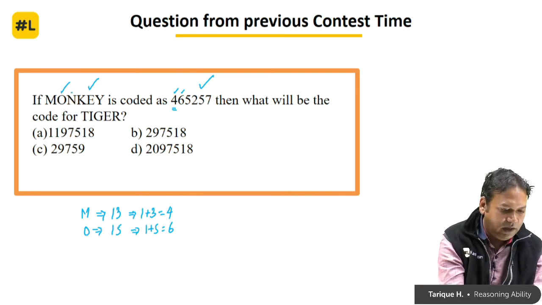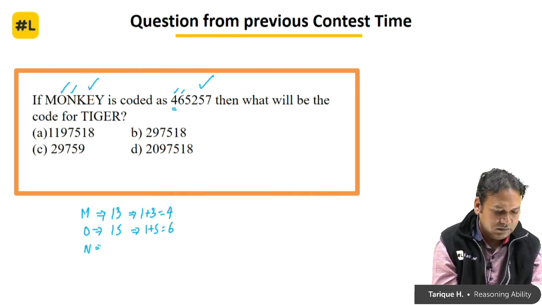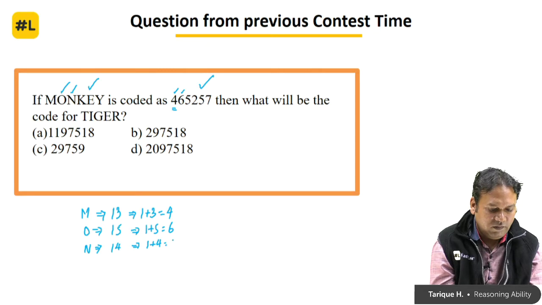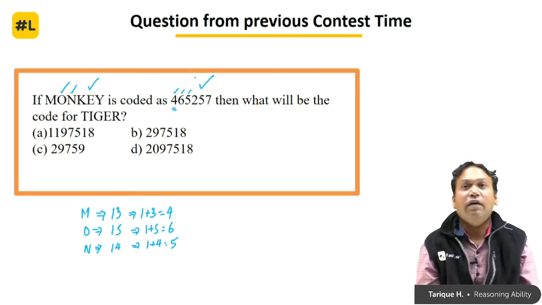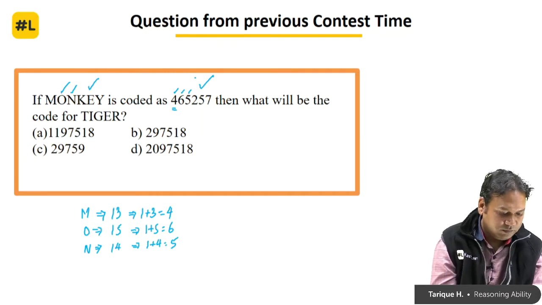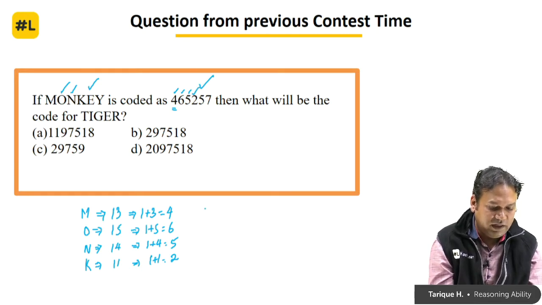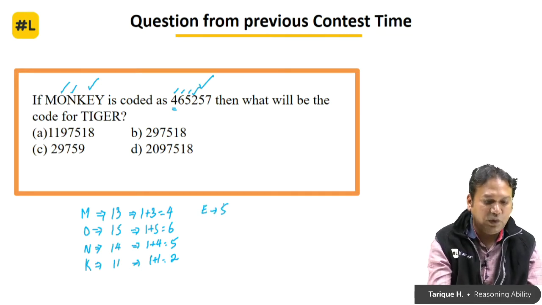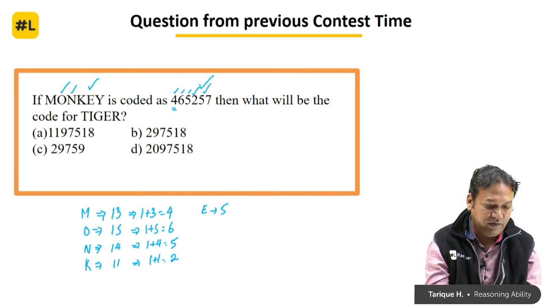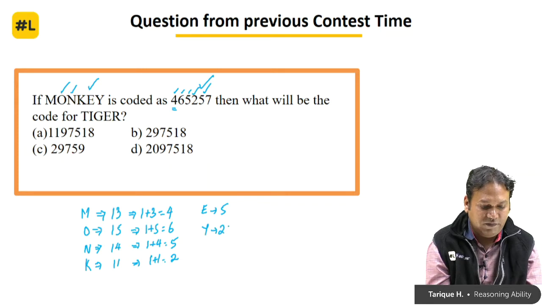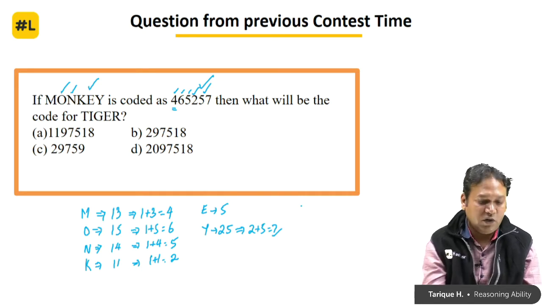Now N is 14, adding the digits 1 and 4, we will get 5. So that is the third number, 5. Now K: J is 10, K is 11. So adding the digits of K, 1 plus 1, that is 2, that is how we get 2. Now E is the fifth letter itself, so no adding of digits here, directly we take 5. And Y is the 25th letter, so 2 plus 5 is equal to 7. That is how we get the last one, 7.